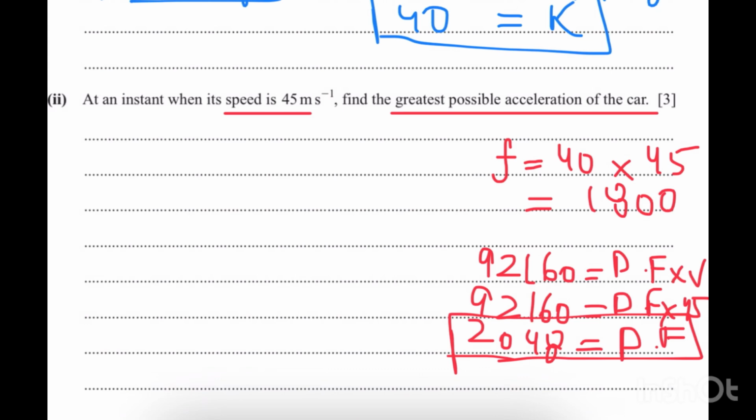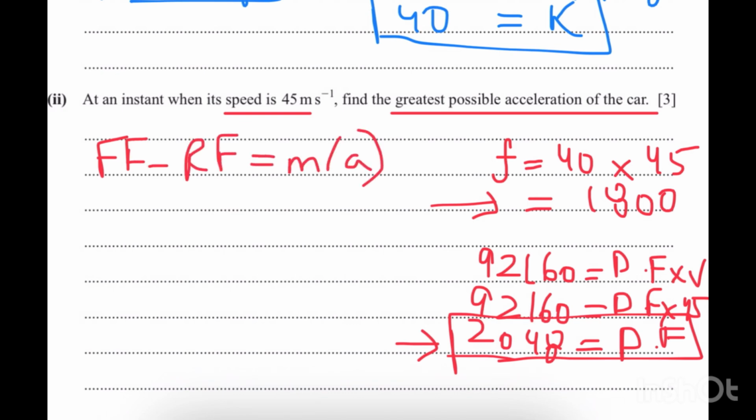Now we can use these two facts and incorporate them into the forces formula, which was forward force minus resistive force is equal to the mass multiplied by the acceleration. So the forward force is equal to the driving force again, which is 2048, and the resistive force is the friction, which is 1800. So 2048 minus 1800 is equal to the mass, which was 1200, times acceleration.